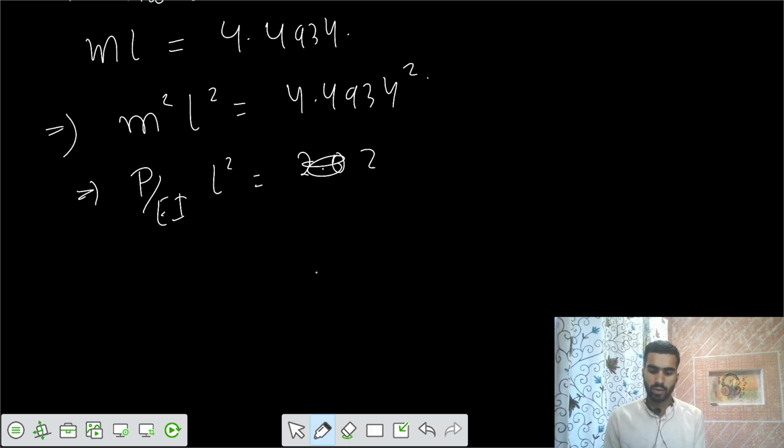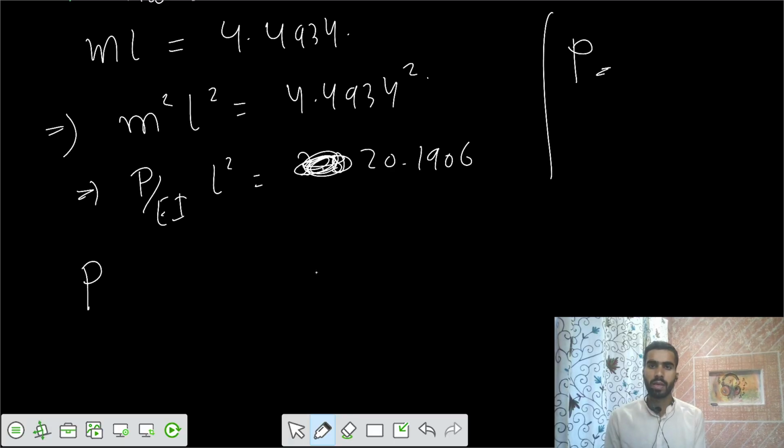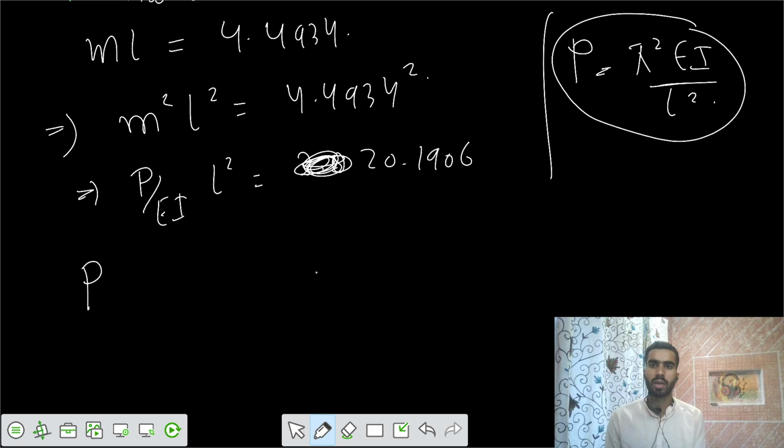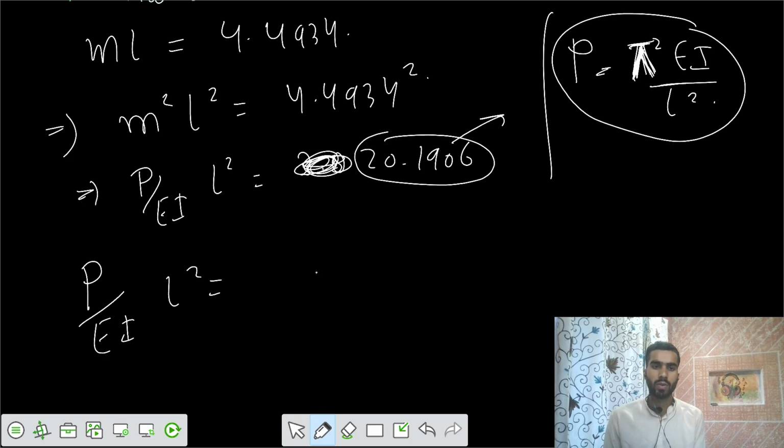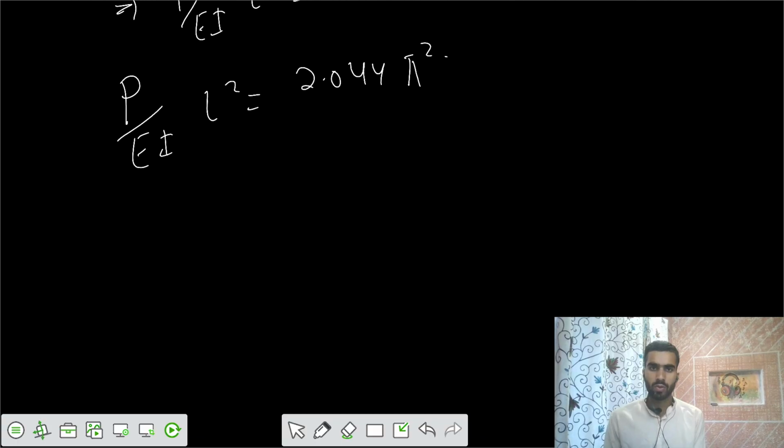Let's write that 20.1906. Now I want this equation in terms of Euler's equation, P equals pi square EI upon L square. Some value of pi square EI upon L square. How can I make this? Let's convert this part in terms of pi square. So finally we get some value of P by EI. L square equals to 2.044 pi square, and we approximate this value as 2 pi square.